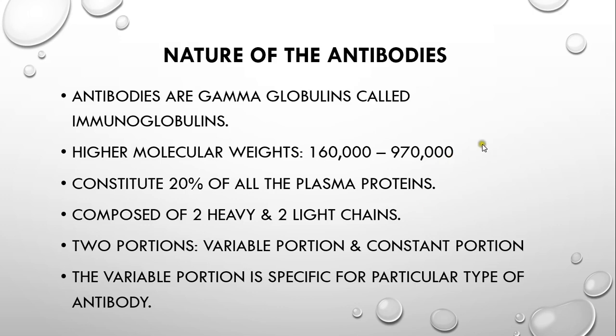What is the nature of the antibodies? These are the gamma globulins having higher molecular weight, that is 1,60,000 up to 9,70,000. They constitute up to 20% of the plasma proteins, and they are composed of 2 heavy and 2 light chains and 2 portions, that is variable portion and constant portion.